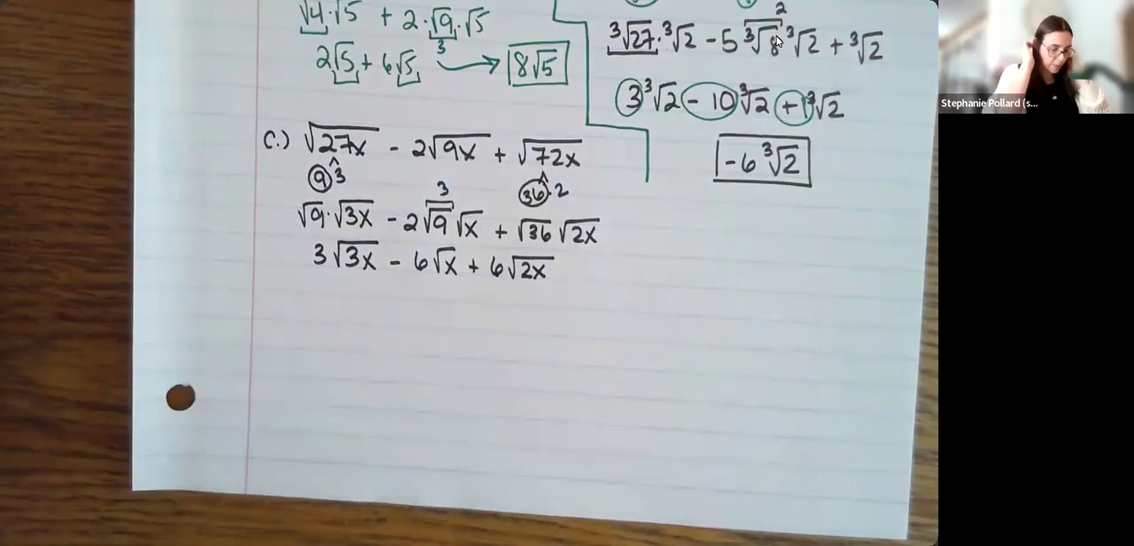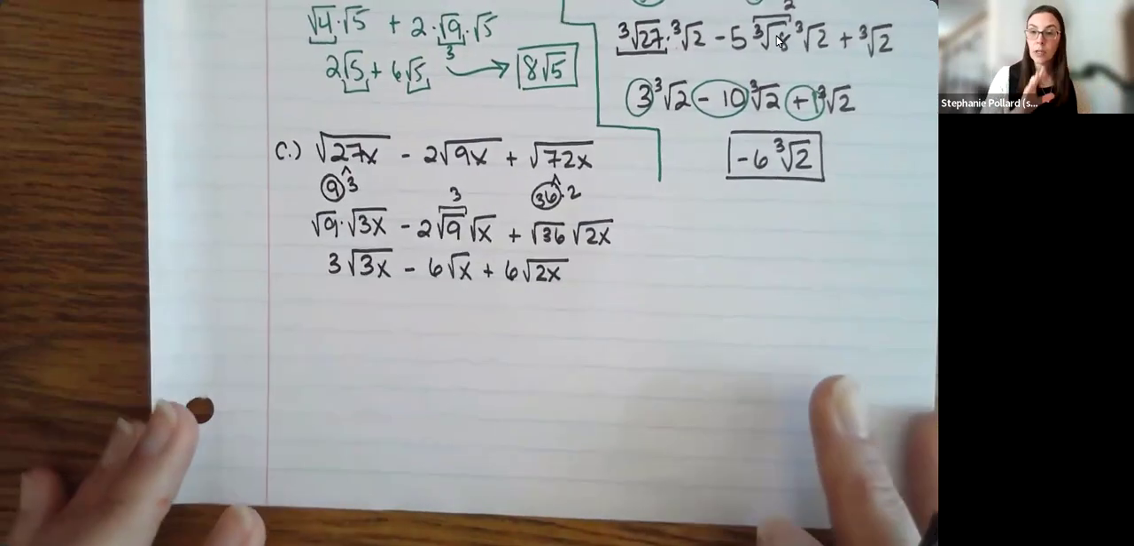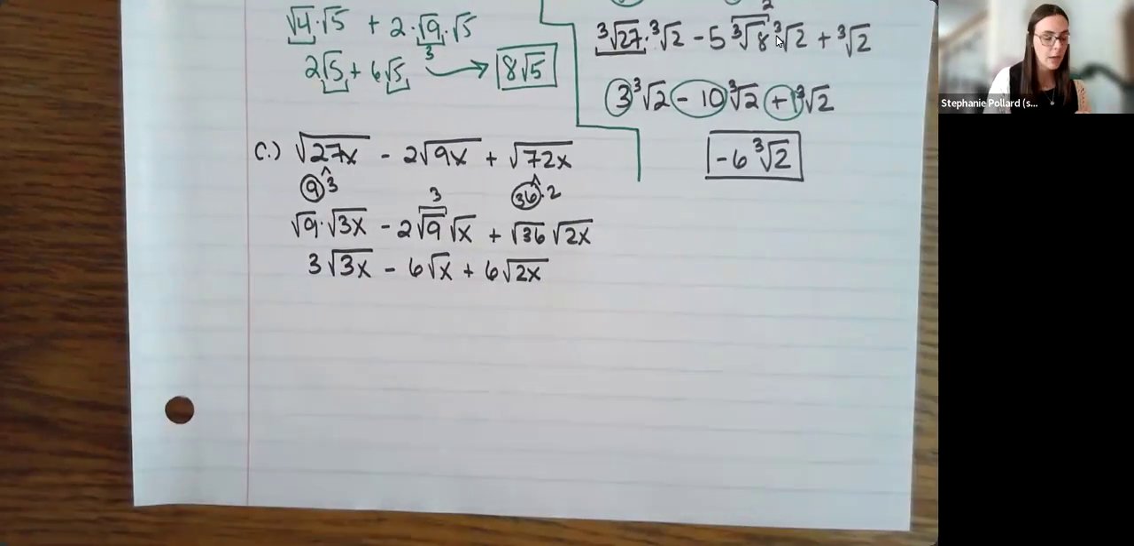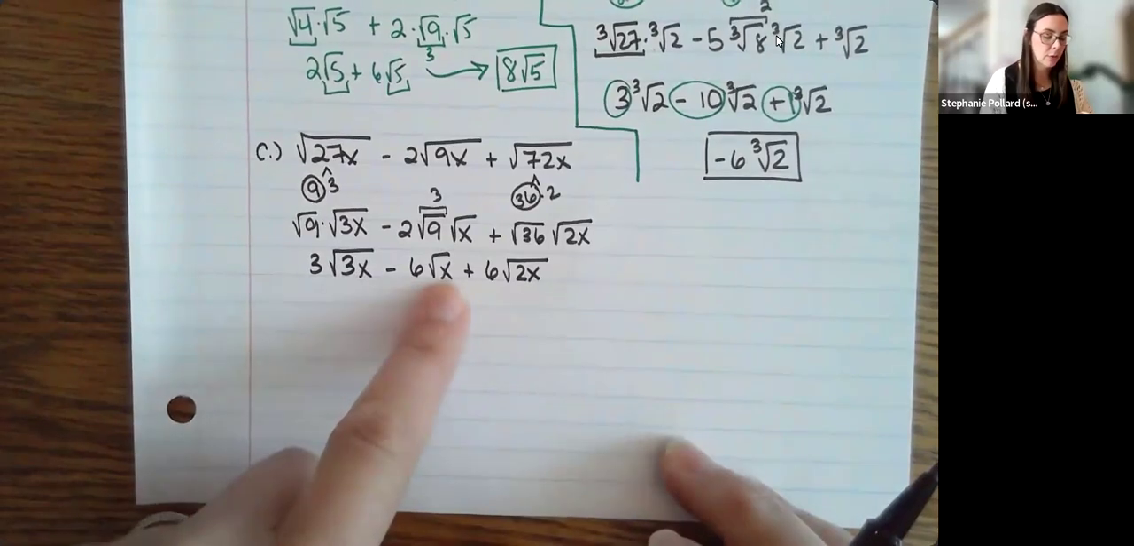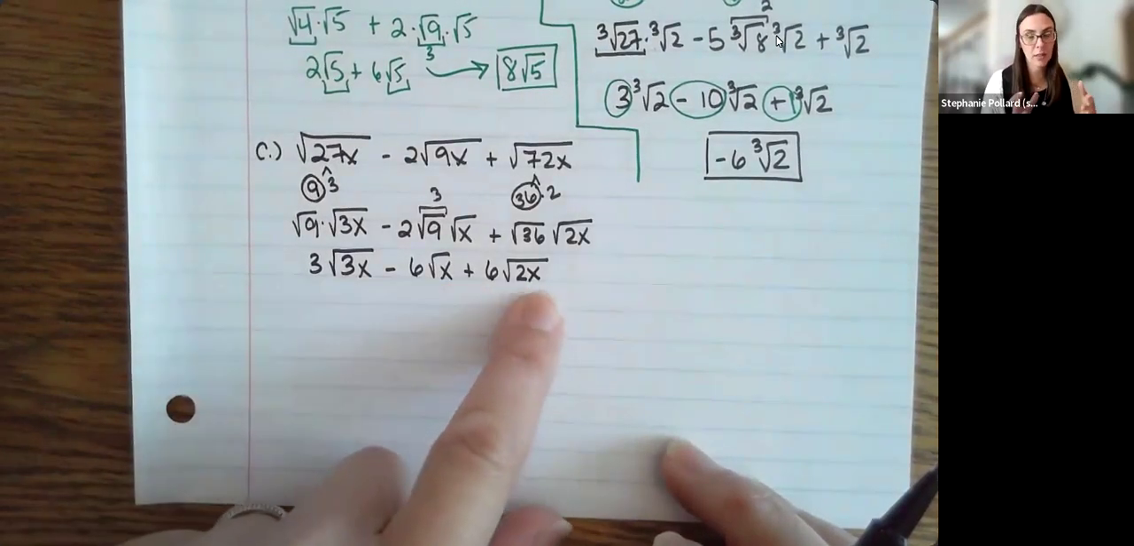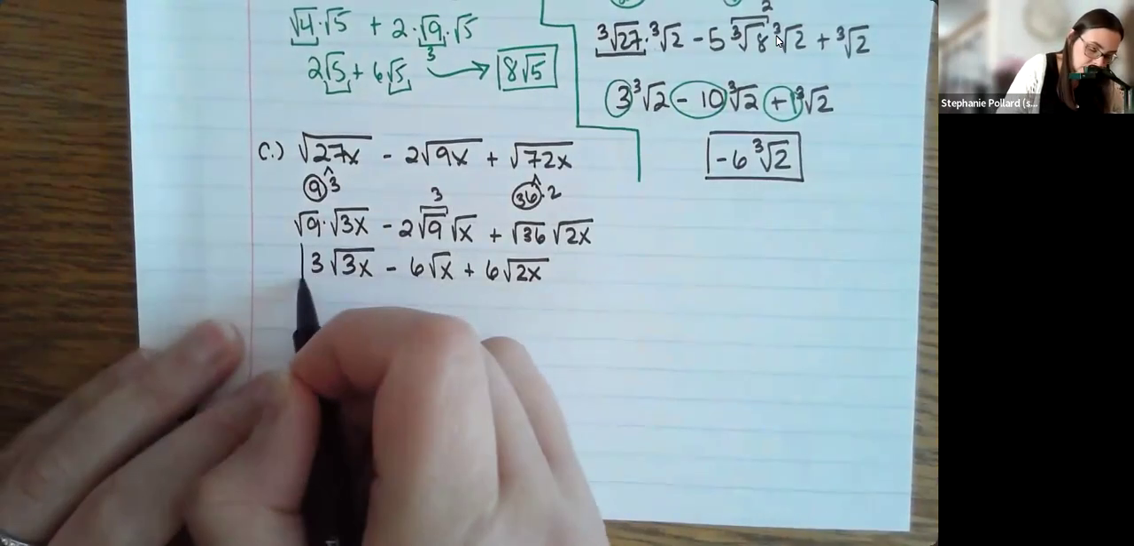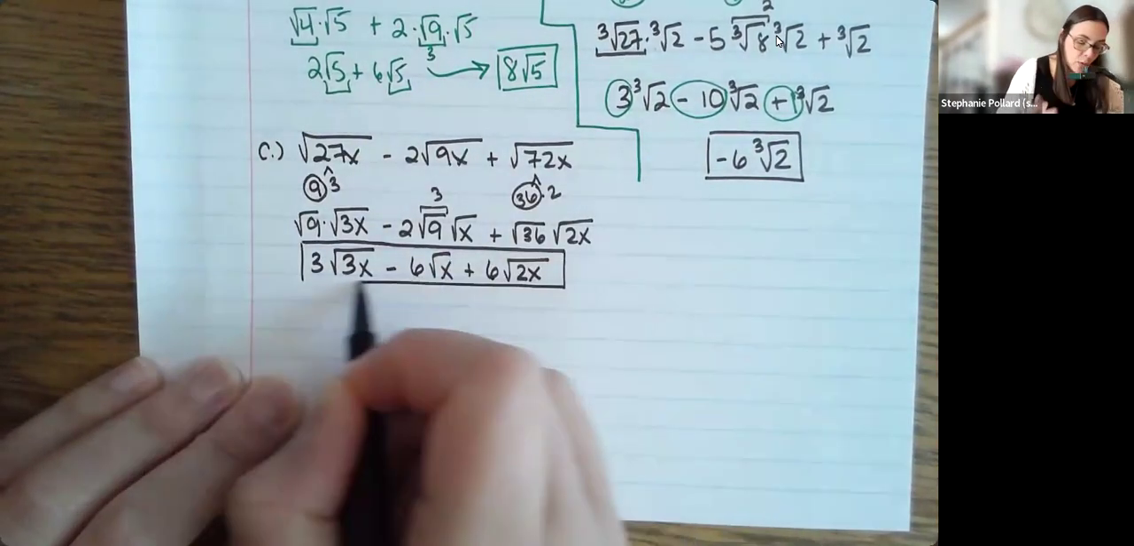Now, for this one, there's a couple different things that you could do here. So for your text at this point, it's telling you to stop because these are technically all different, right? Root 3x, root x, root 2x, they're all different. So this is a valid final answer because we can't break these roots down anymore.